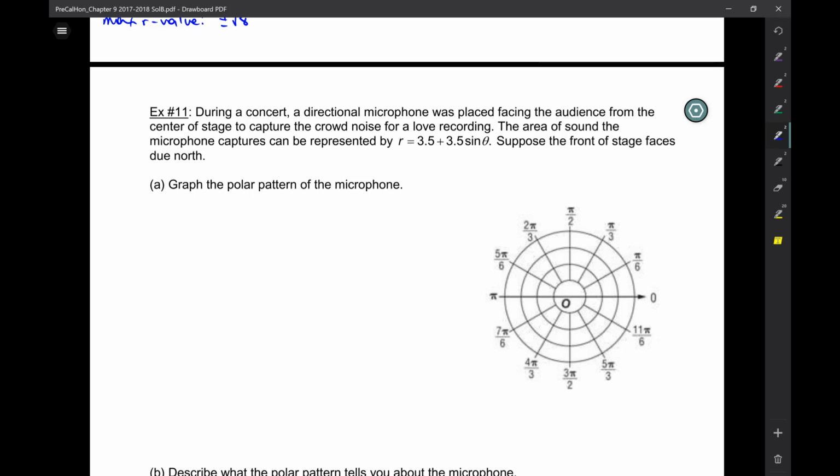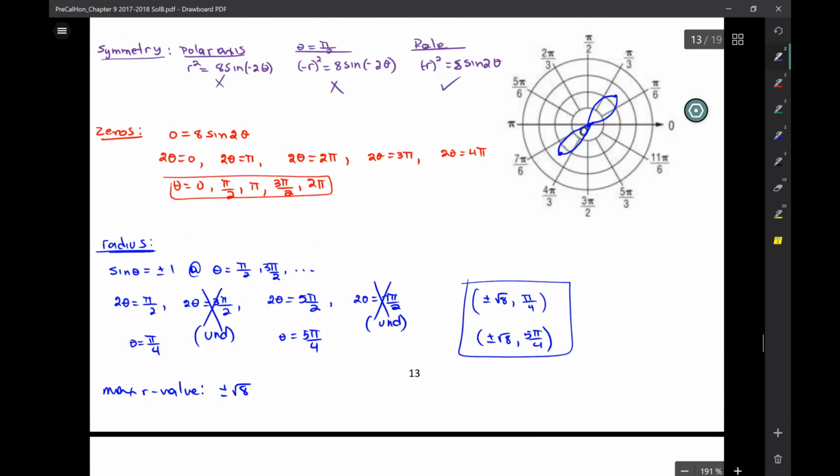What is that? So, that's a cardioid. Okay, because it's A plus B cosine theta. Okay? And A equals B. So it's a limaçon, but a cardioid. Okay? Right? Suppose the front of stage faces due north. So like here, like this is the front of stage. Graph the polar pattern of the microphone.